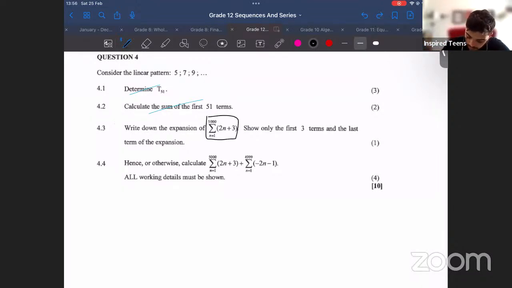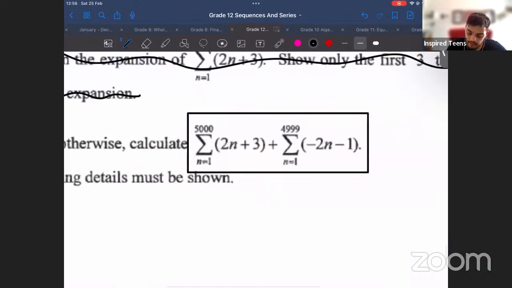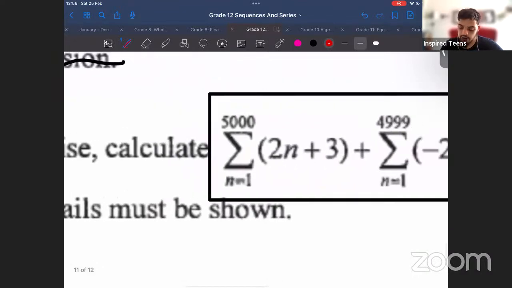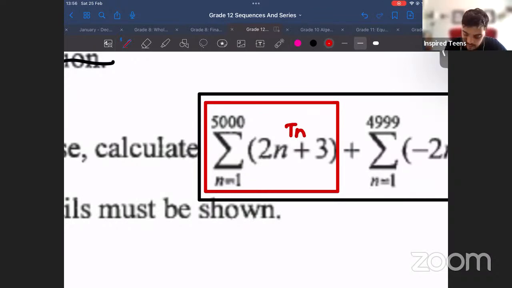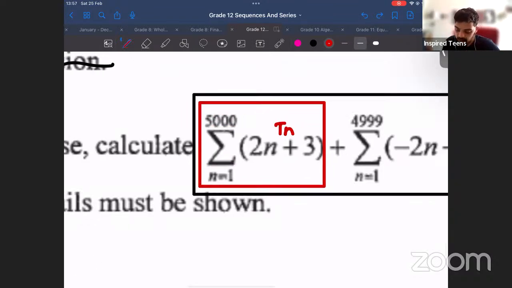So sigma. Even if this question was ignored, let's ignore that question just for the sake of learning. If we have to look at something like this, solve or calculate the value of that monstrosity. But okay, let's break it down. We're able to break it down since we learned sigma. So we know that this is the sum. It's a linear pattern. You can see from the Tn. The sum of the first 5,000 terms, basically from 1 to 5,000. Geez, that's a lot of terms. That's going to be tough to calculate.